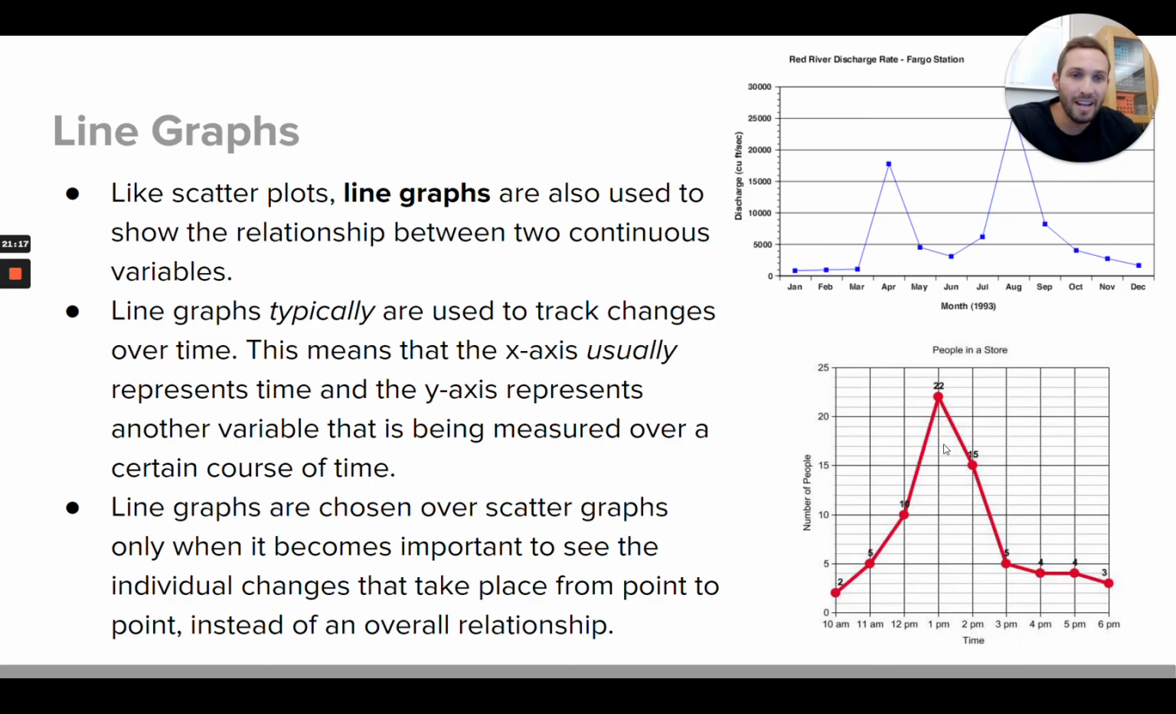And then we can also make inferences about data that we didn't collect. In this graph down here, which is tracking different times of the day and the number of people at a store, I didn't take data at 12:30, so I don't know how many people were at the store then, but I can use my line graph to infer how many people were there at 12:30. That's another benefit of using a line graph when it's appropriate: you can infer things about data points you didn't actually collect data on.